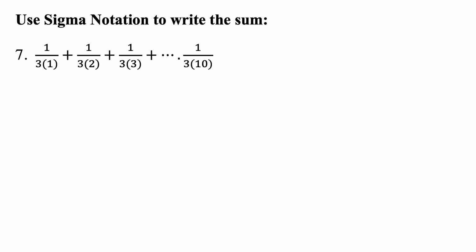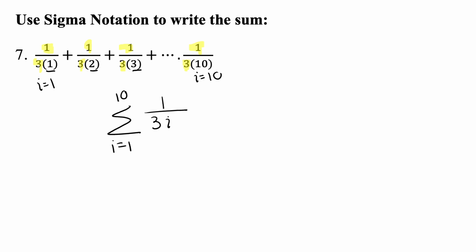Just like in the last one, our 1 is constant and so is our 3. What's changing is this 1, 2, 3. So let's start at i equals 1 and we're going all the way up until i equals 10. So we can write this as the sum from when i equals 1 until 10 of 1 over 3 is all constant, and then we are just multiplying by our i value.